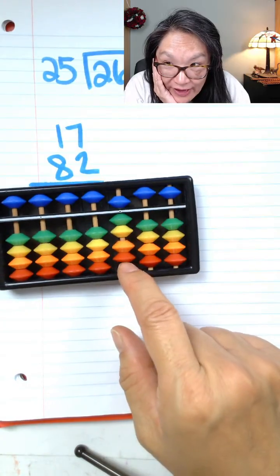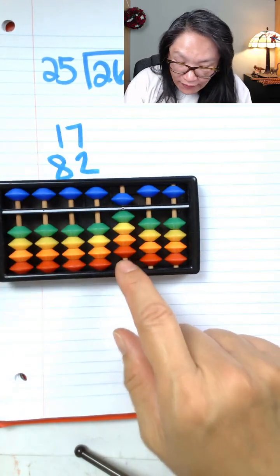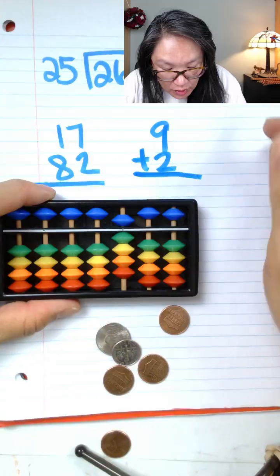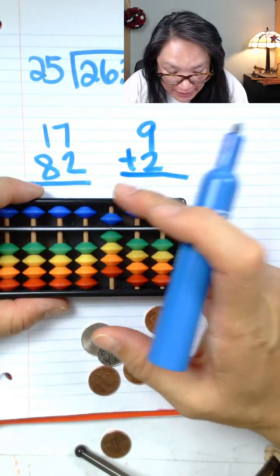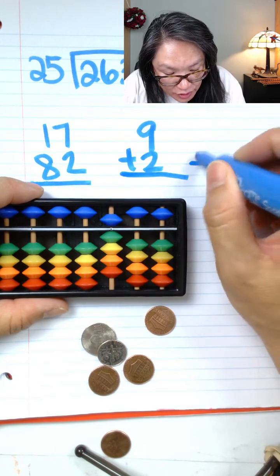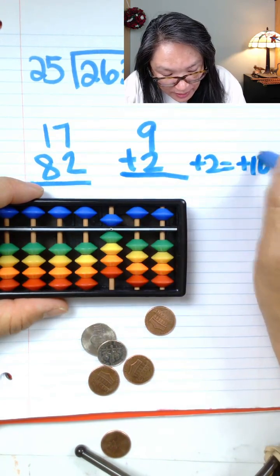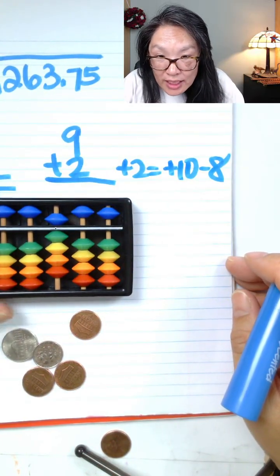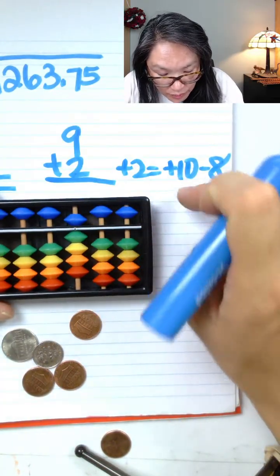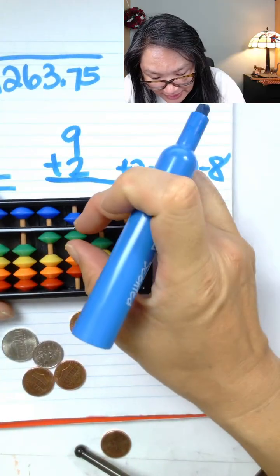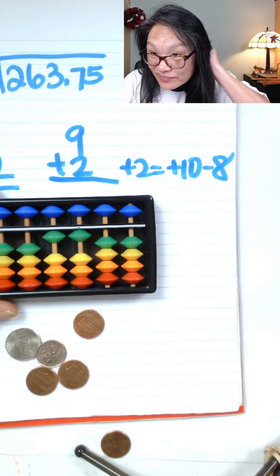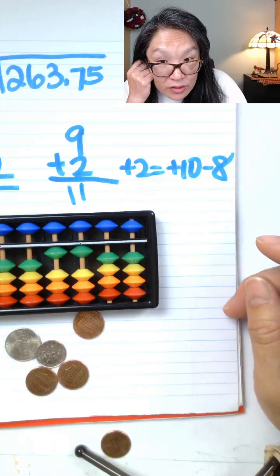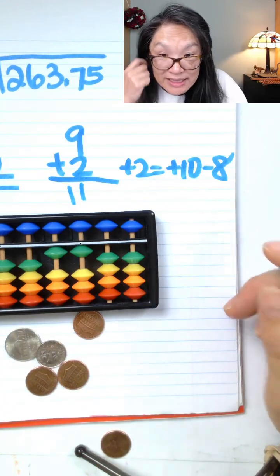But what if I have 9 and I want to add the 2? I can't add the 5 and I can't minus the 5. What's another way? Plus 2 is equal to what? Plus the 10 minus the 8. Oh, good, LMN. Good. So I want to plus the 10 and then take away the 8. My final answer is 11.